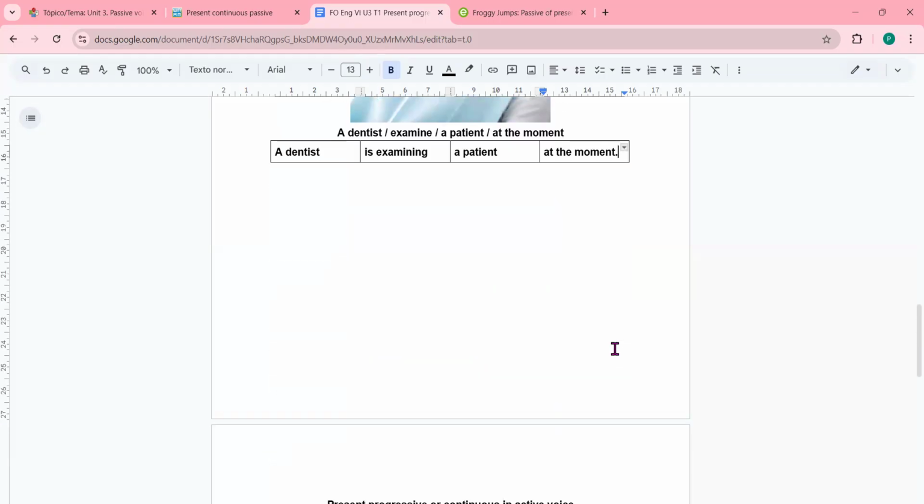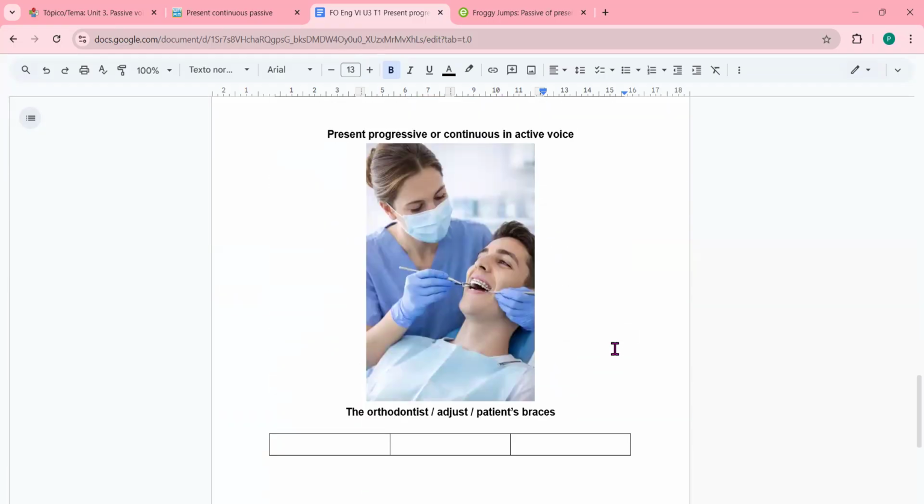Another one, my dear Diana Fatima. Could you help us to complete? There is an expert. Yes, teacher. The orthodontist is, sorry, the dentist is adjusting patient's braces.